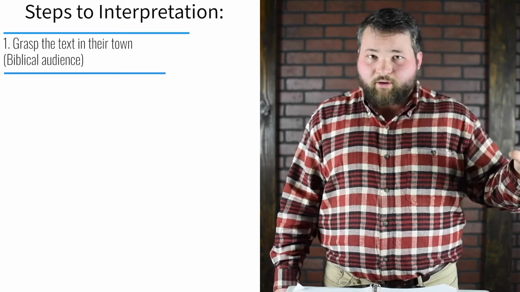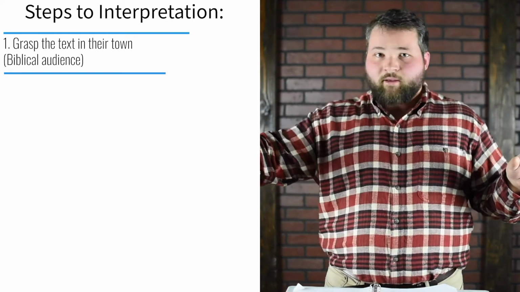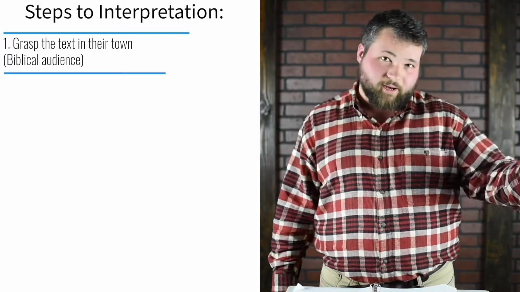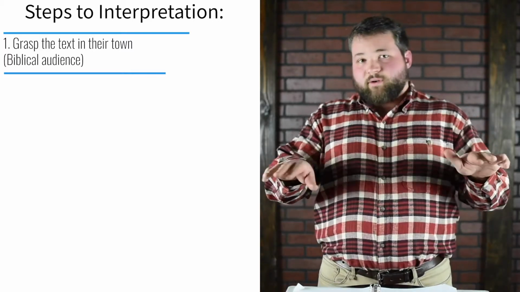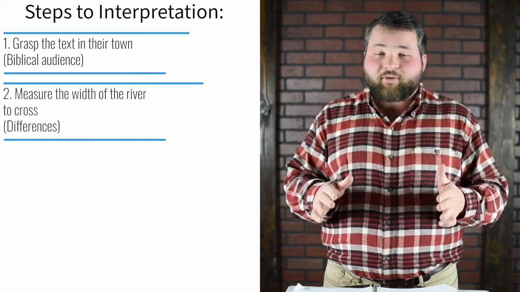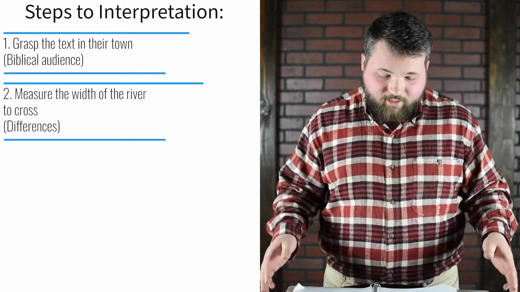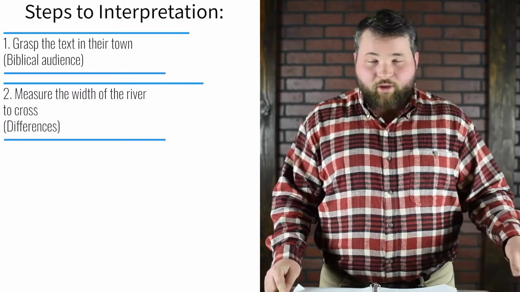What we're trying to do here is find out what the text meant to the biblical audience, not to us today. We're excluding ourselves. What did it mean to the people who originally heard it or read it? And then once we can figure that out, we take a look at this river, which means we've got to find the differences between their time and our time. What are the big differences that separate us? And once we have that, we can cross the bridge.